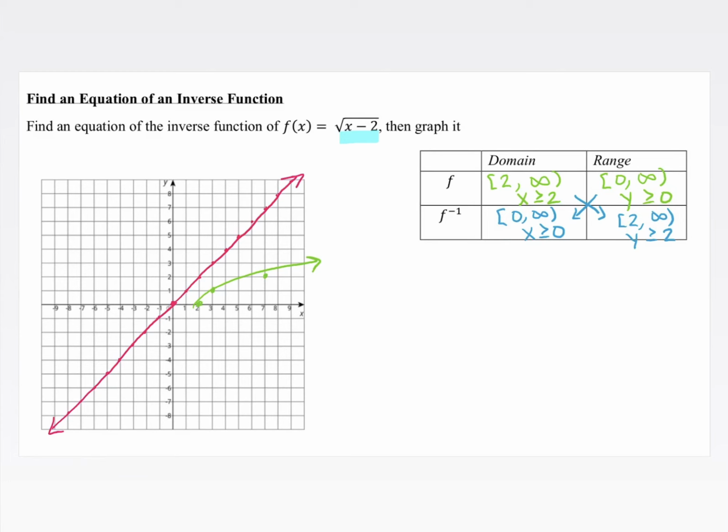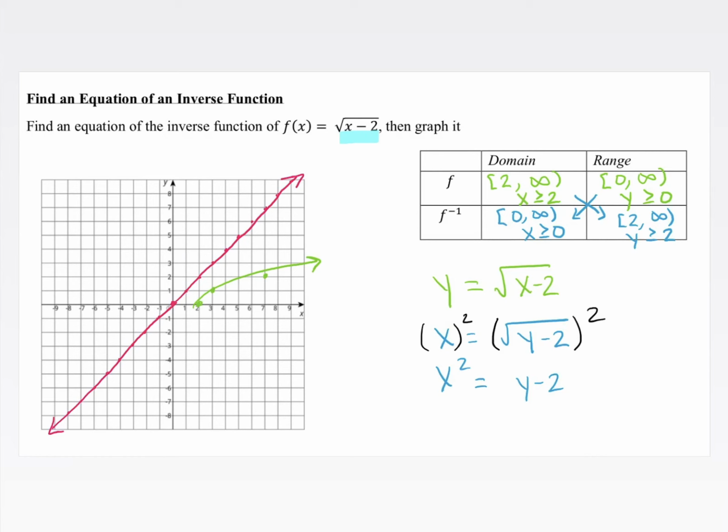So since we have our original function as y equals the square root of x minus 2, remember, if we want to find the inverse, we're going to swap x and y and then solve for y. So this is going to change to x equals the square root of y minus 2. Now we're going to solve for y. So we can square both sides, and we will get x squared equals, oops, forgot to square the right side, equals y minus 2.